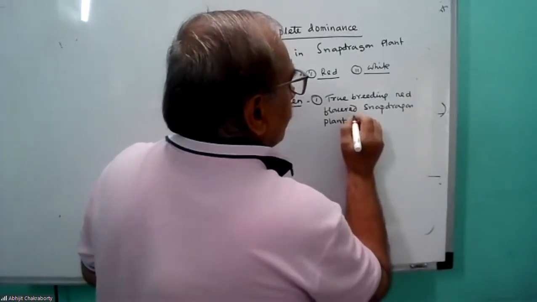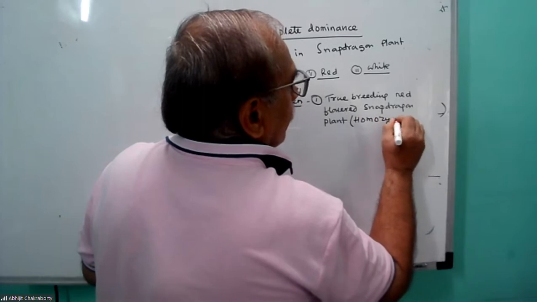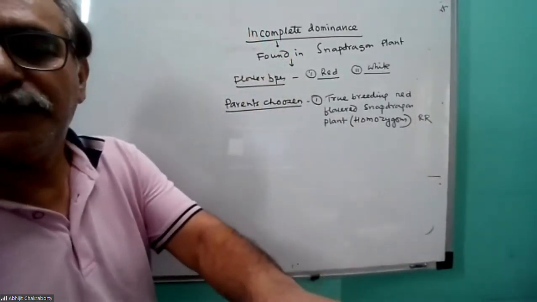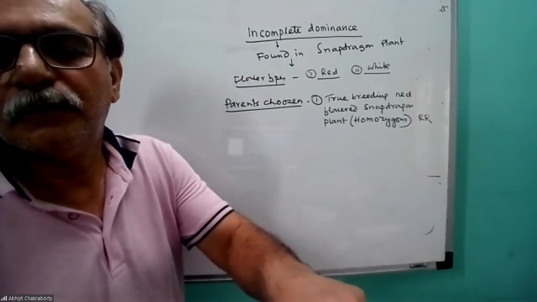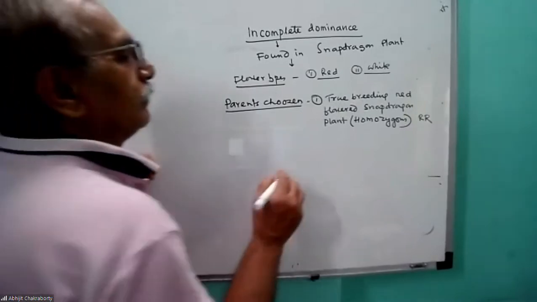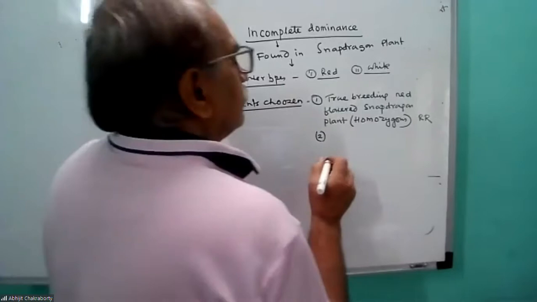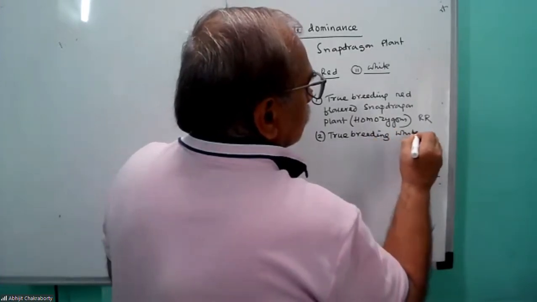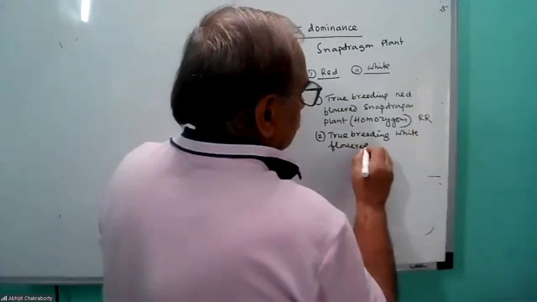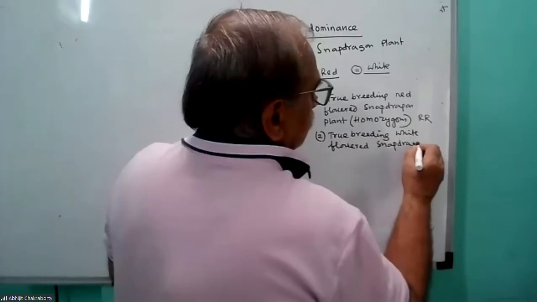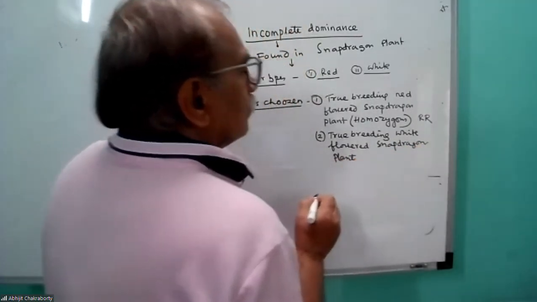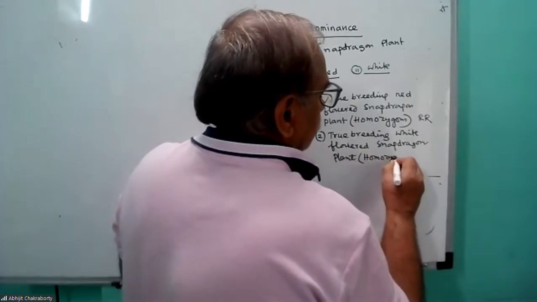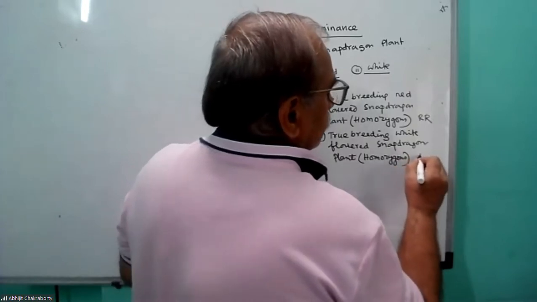This is actually capital R, expressed as capital R. Second, a true breeding white flowered Snapdragon plant. Homozygous, smaller.